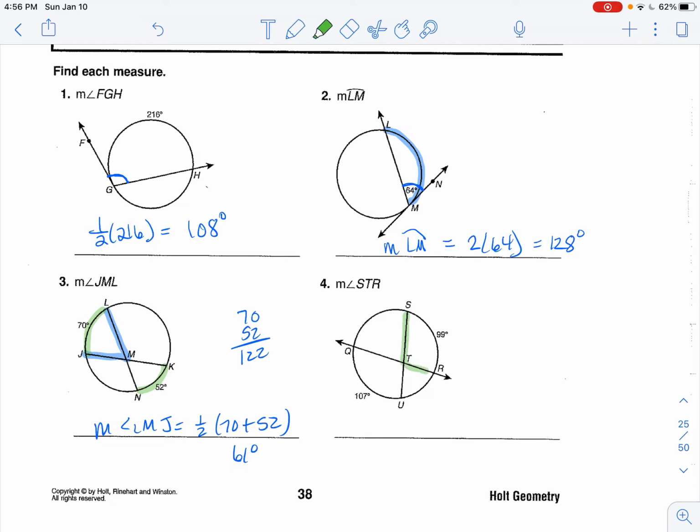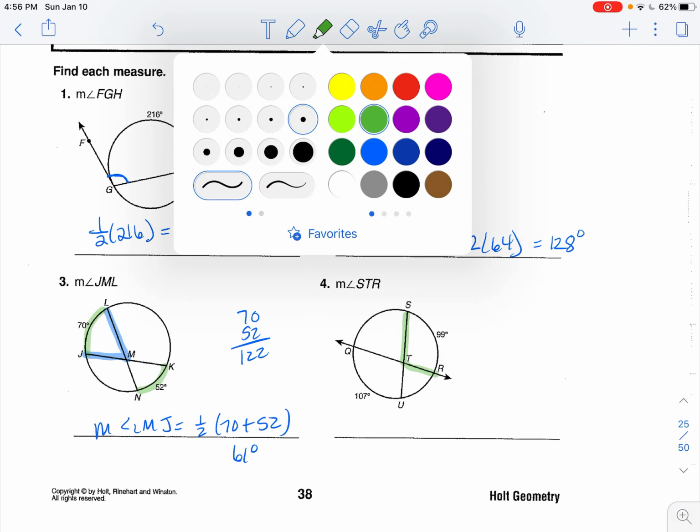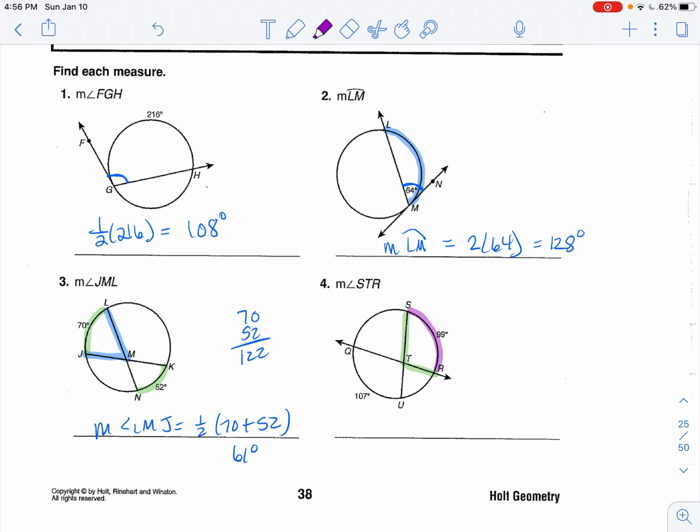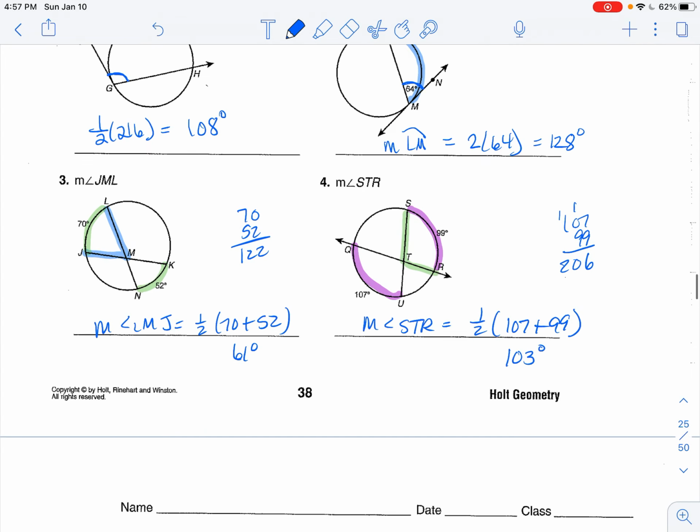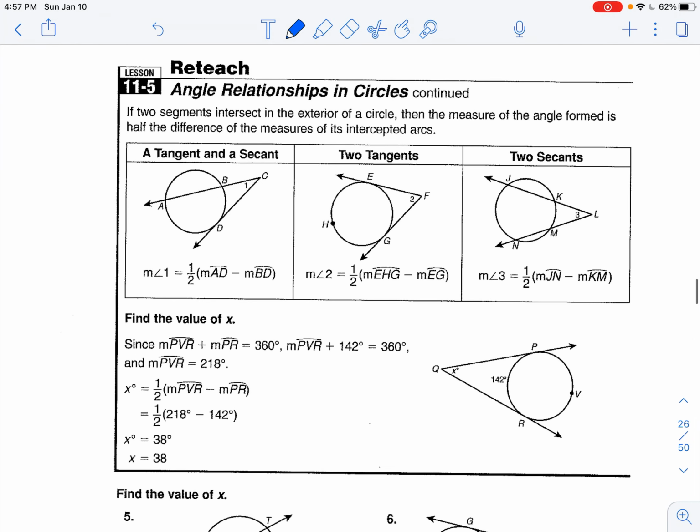And number 4, the measure of angle STR. So from S to T to R, that's this angle. I need to add the two arcs, SR and QU, and then multiply by half. So the measure of angle STR is equal to 1/2 of 107 plus 99. And let's see, 107 and 99 is 206, and if I cut that in half, that's going to give me 103 degrees.